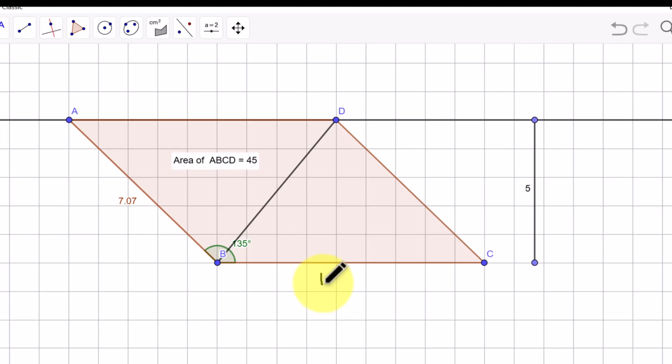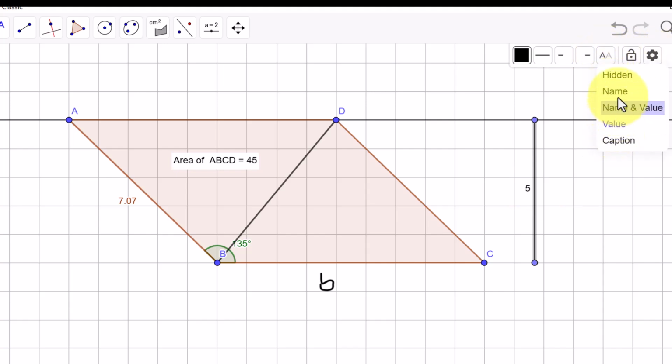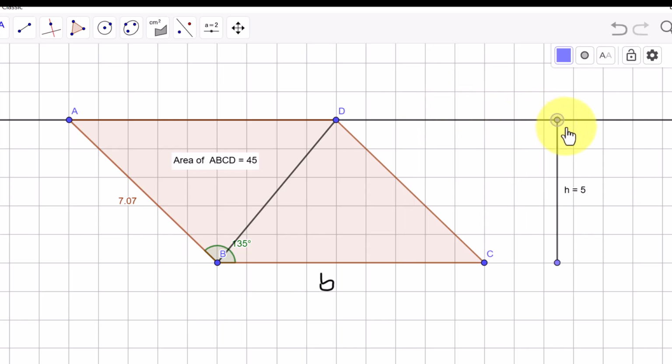Anywhere a parallelogram sits, we usually call it a base. And this one, we call the height. So let me label it. Let me put the name and value, that is h. You can see that is the height. The h is 5, so it will continue to maintain 5 as long as I move along this line.